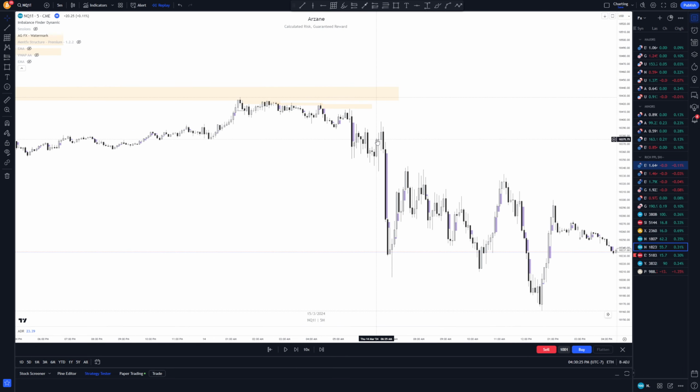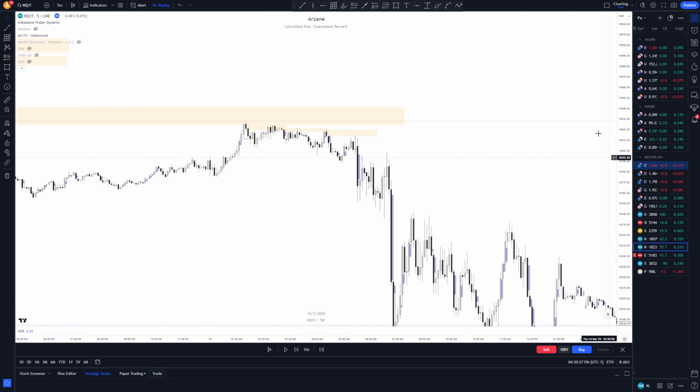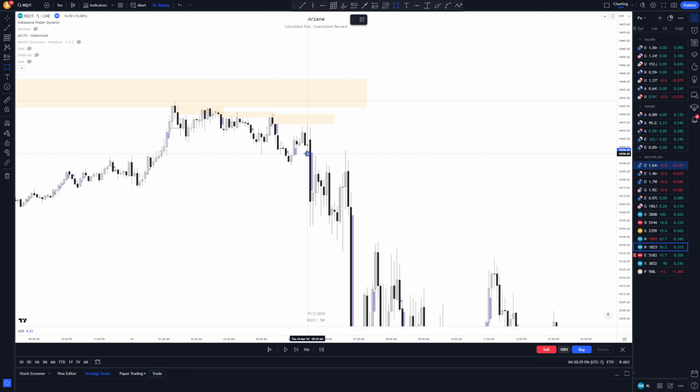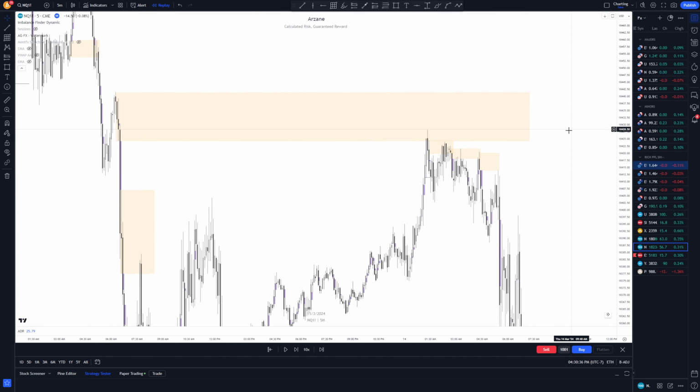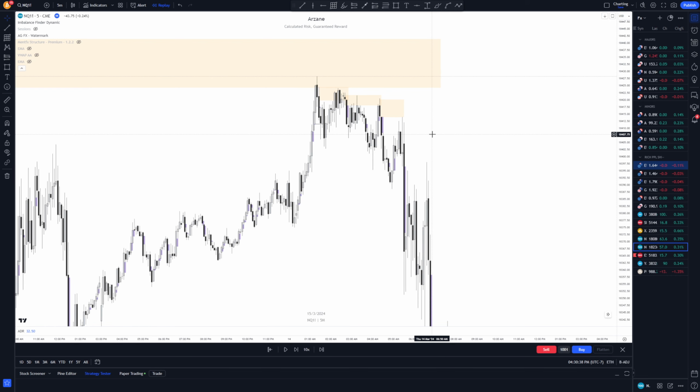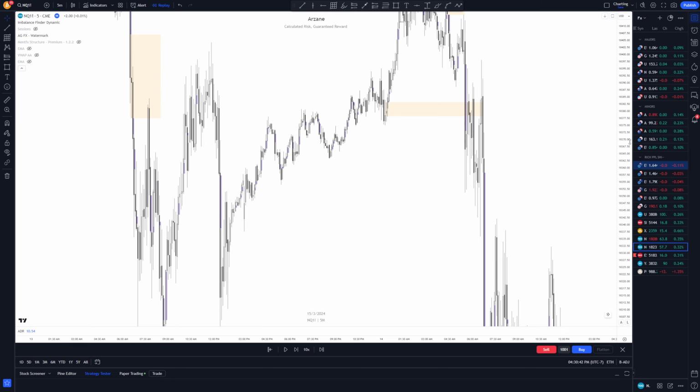Or is that the open? No, it's definitely like news. 5 minute tap in, another 5 minute tap in. I most likely would not have taken this trade ever. This one I probably would have missed, to be honest. And then your take profit would be here, or ultimately just lower.